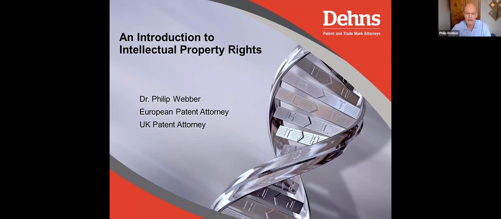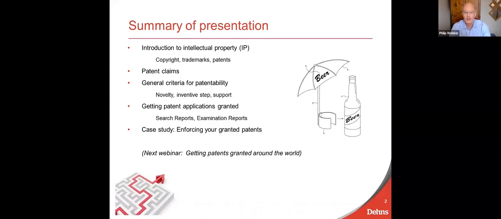So let's get started. This gives you a summary of what I want to talk about today. I know there can be a lot of confusion between trademarks, patents and copyright, so I want to deal with that right at the start. We'll then talk about patent claims, the most important part of the patent applications.